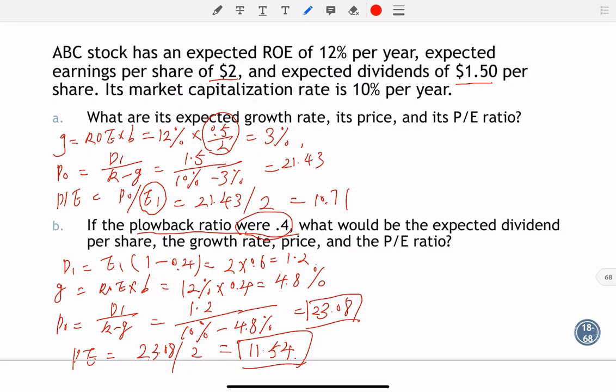And if you compare ROE and the market cap rate, you can see that the firm is investing efficiently, right? It is investing in positive NPV projects. And we have learned about this. That is, if ROE is larger than k, then the firm's stock price should increase if the firm increases the plowback ratio, right? So that's why you get higher stock price and higher PE ratio in problem B here.